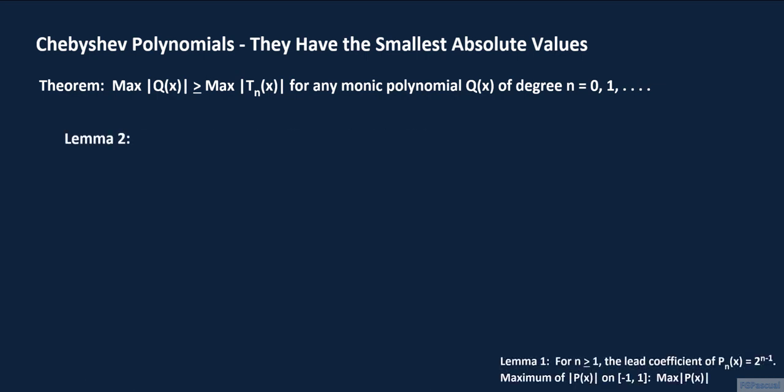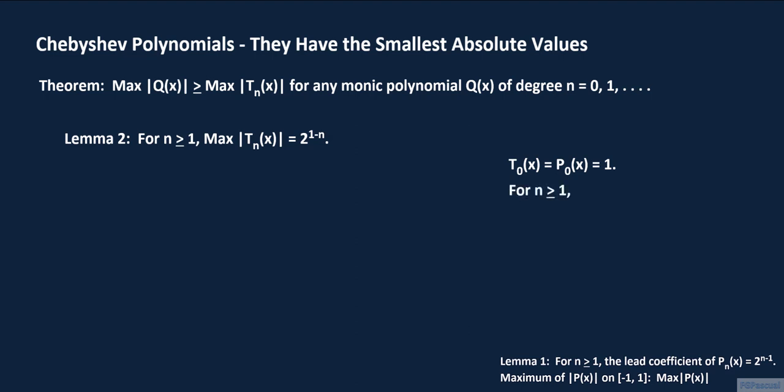For the second lemma, we prove that for n greater than or equal to 1, max |T_n(x)| is equal to 2 raised to the 1 minus n power. We will eventually define T_n(x) to be the monic polynomial version of p_n(x), which is not necessarily monic. p_0(x) is equal to 1, and so is already monic, so we define T_0(x) to be equal to p_0(x).